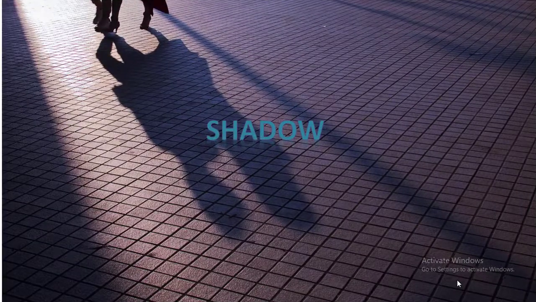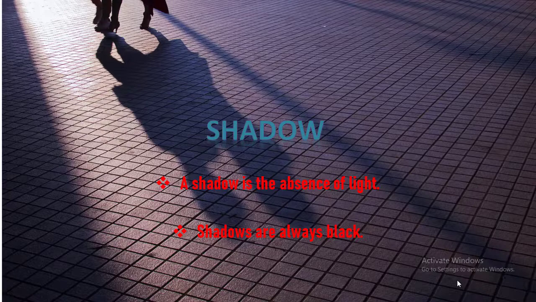So, first of all, what is shadow? We can define it as: a shadow is the absence of light, means there is a cut down of light, and shadows are always black. The object can be of any color, but its shadow will always be black.